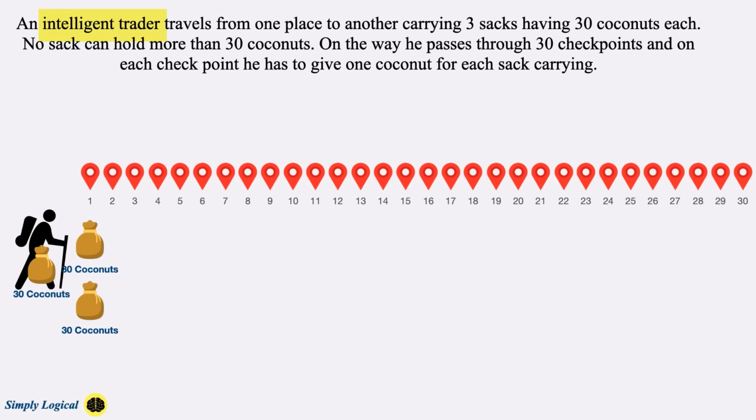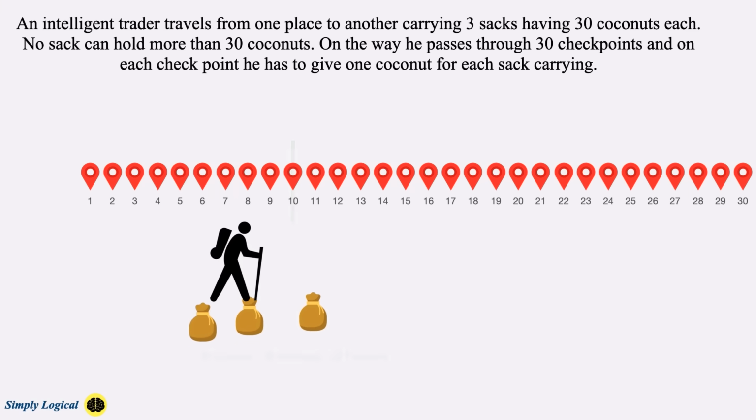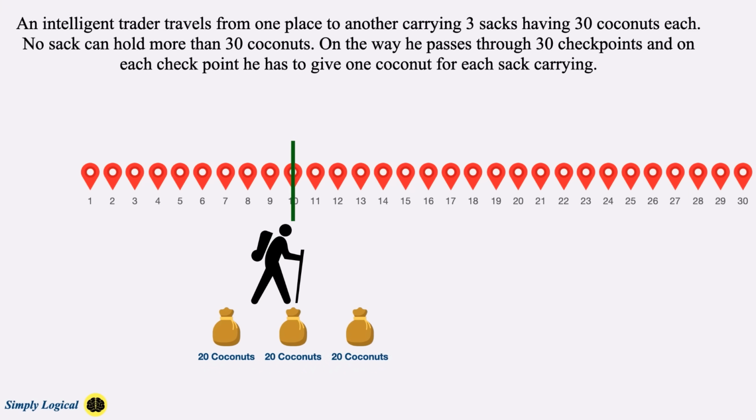Now I am going to explain step by step how the trader is going to save the maximum coconuts possible. Initially, the trader passes through 10 checkpoints, leaving the trader with 20 coconuts per sack. It is because on every checkpoint, the trader has to give 1 coconut from each sack. This means at the end of 10 checkpoints, the total left-out coconuts in each sack is 20.